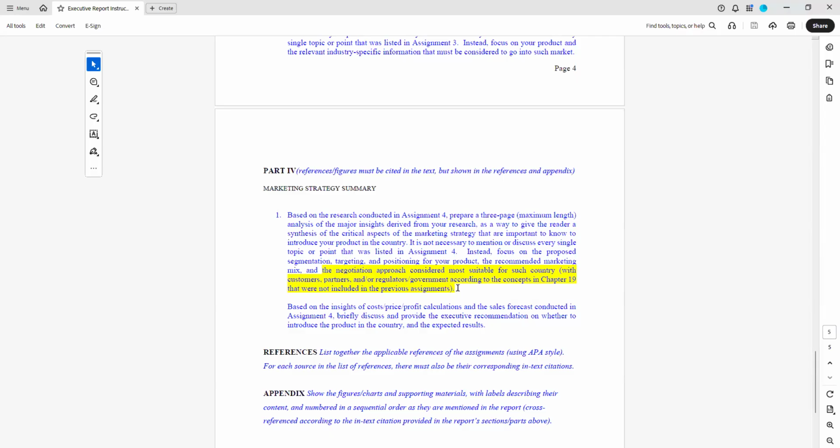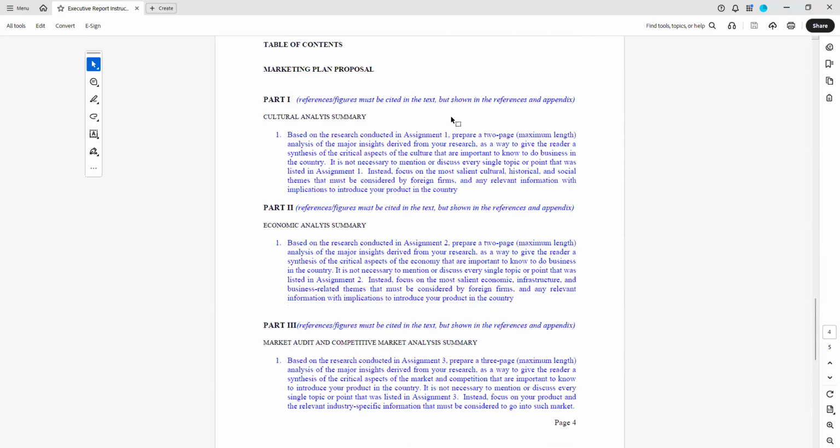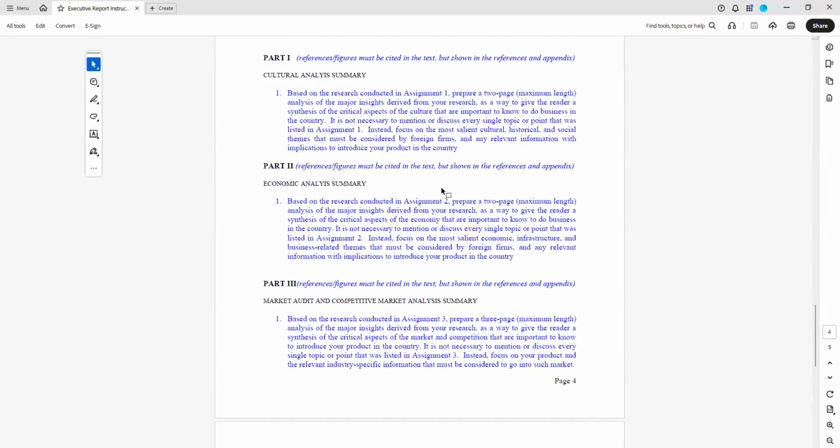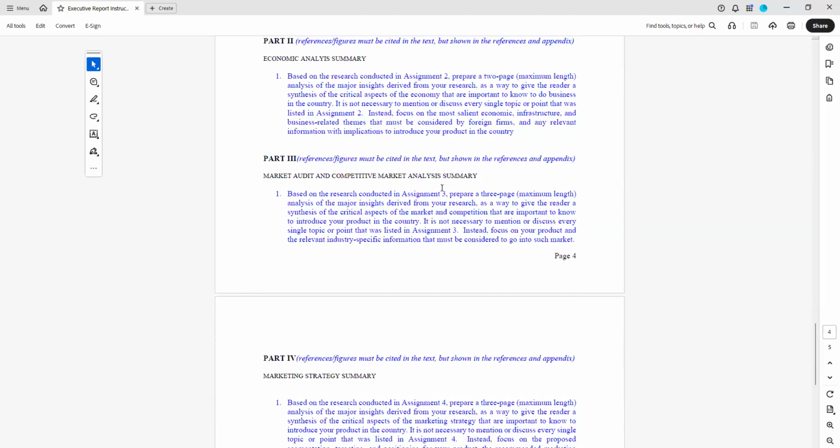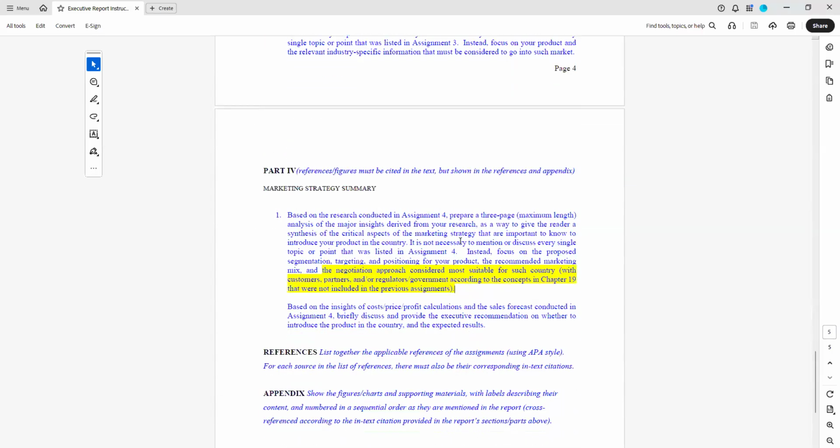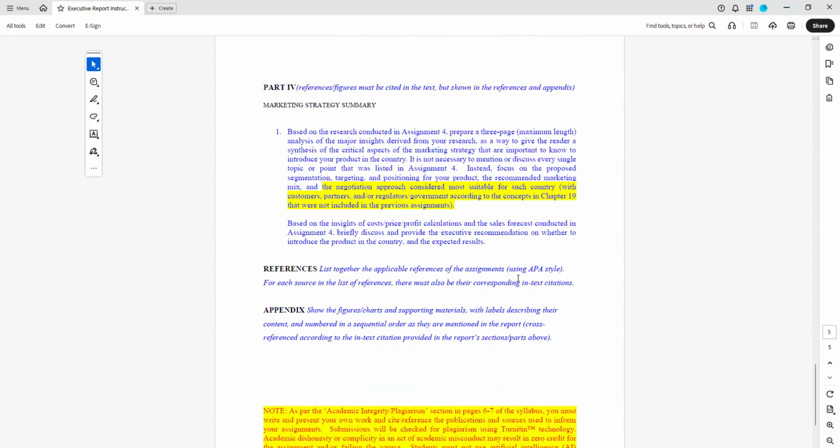So just recapping here, for part 1, you have no more than 2 pages long. Part 2, no more than 2 pages. Part 3, no more than 3 pages. And part 4, no more than 3 pages long. So in total, you have up to 10 pages in this central part of the report. And of course, there is a list of references and appendix that will be adding more pages there. But that is something that is supporting what you are saying in the main part of the report.